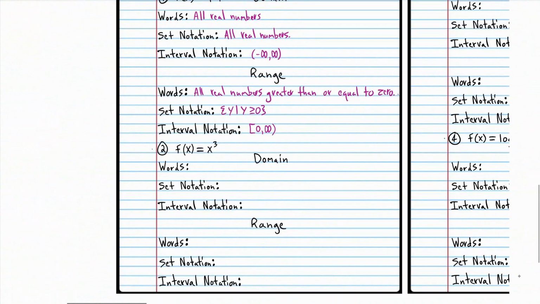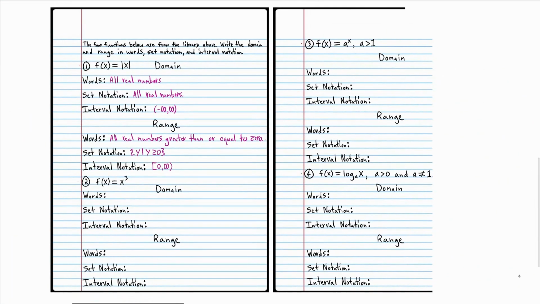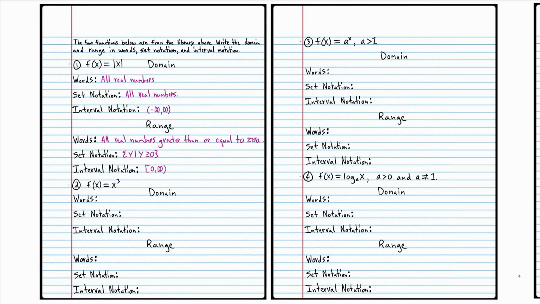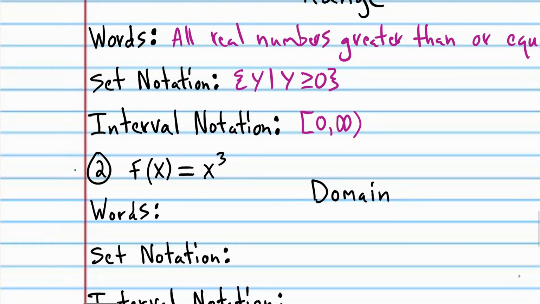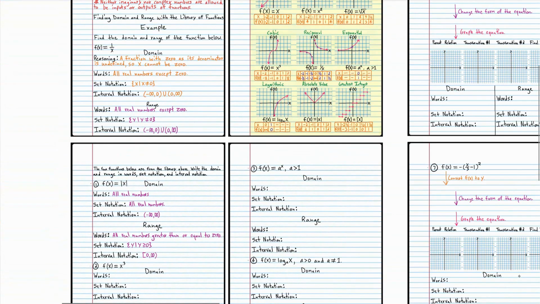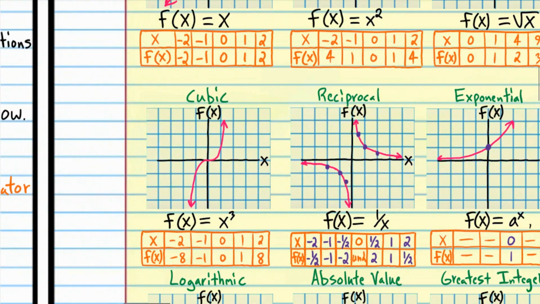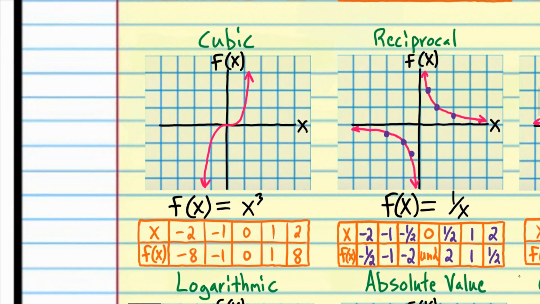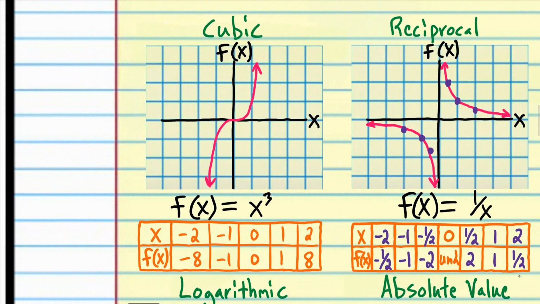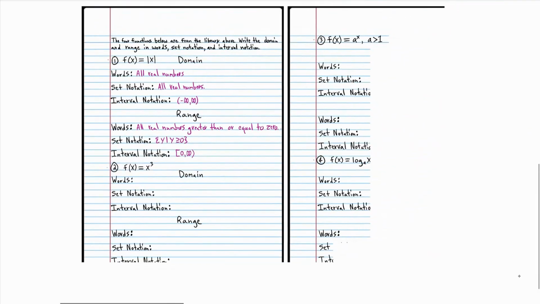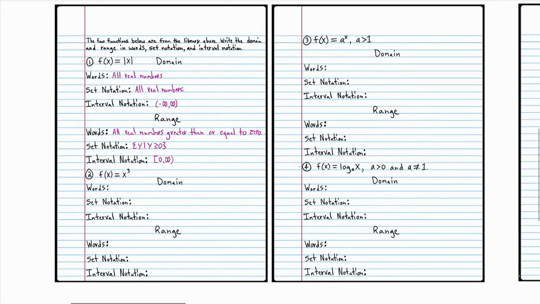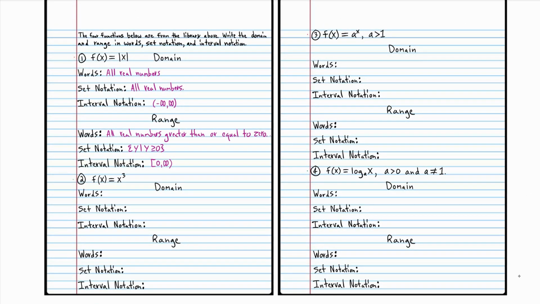Okay, so I want you to try number 2. The way that you're going to do this is you're going to find the cubic function, the cubic parent function, and you're going to analyze the graph, and the graph will tell you what the domain and range is. So get a picture of that, and try number 2. And when you come back, we'll do it together.